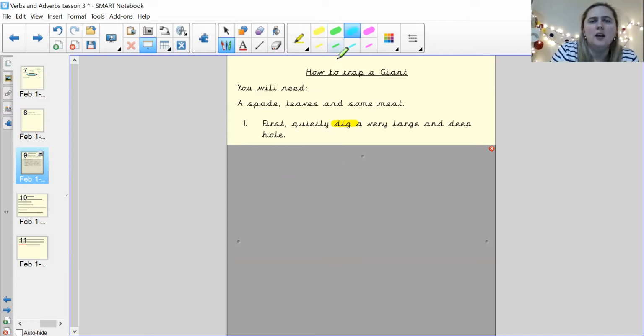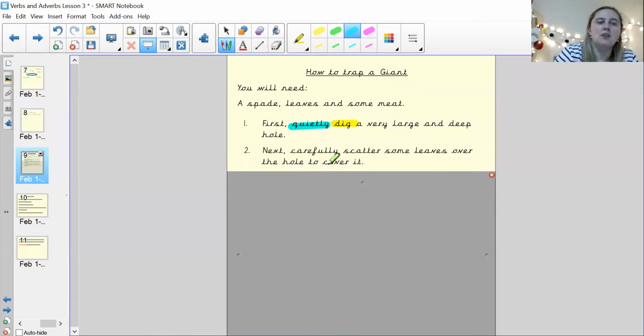Okay. So if dig is our doing word, then which is our adverb? Which word tells us how to dig? First, quietly dig a very large and deep hole. Which word? Quietly. Fantastic. So quietly tells us how to dig the hole.